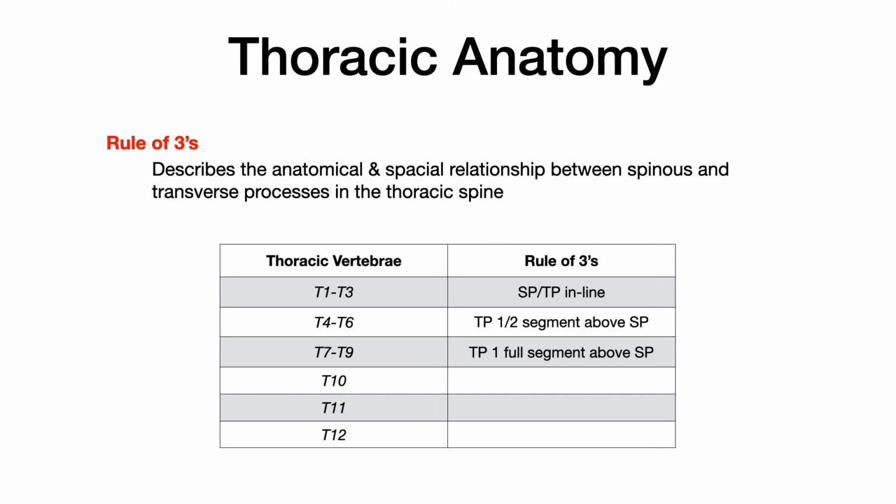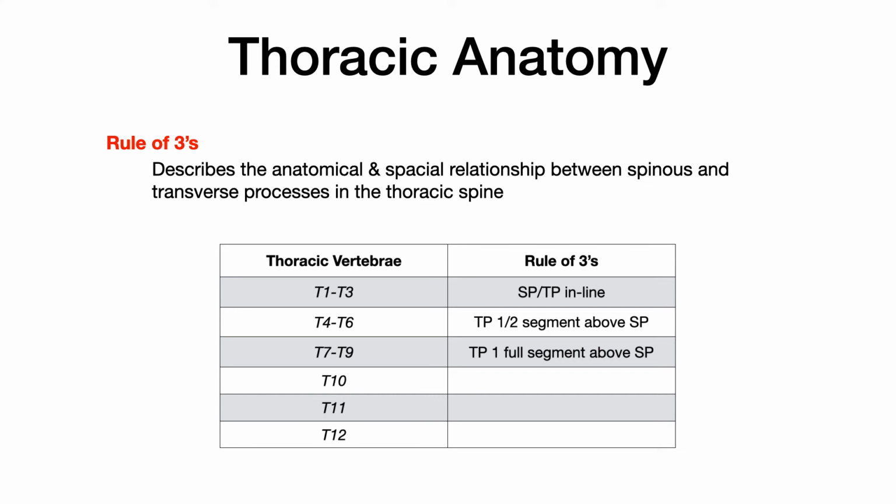As you go down to the next rule of three, which is T4 to T6, so the next grouping of the next three thoracic vertebrae, the transverse process is 1/2 segment above its corresponding spinous process. Going to the next rule of three, from T7 to T9, the transverse process is 1 full segment above its corresponding spinous process.